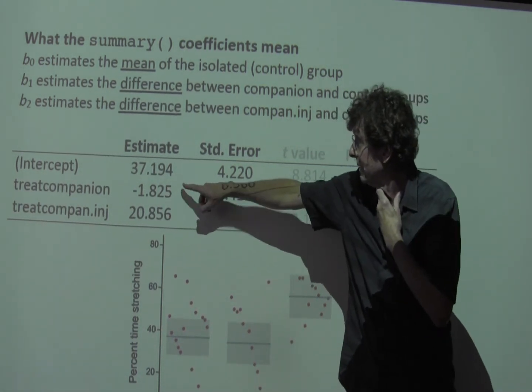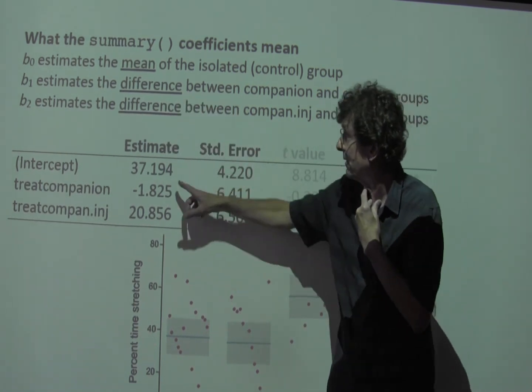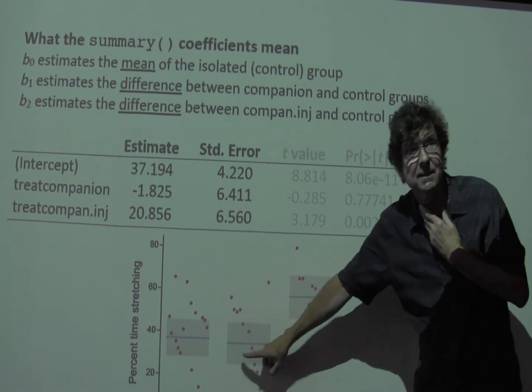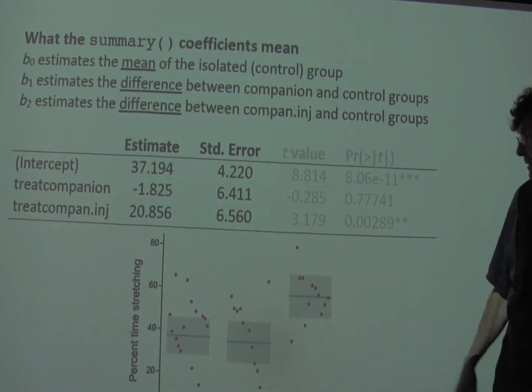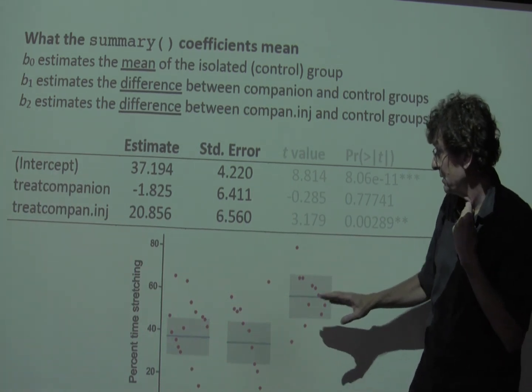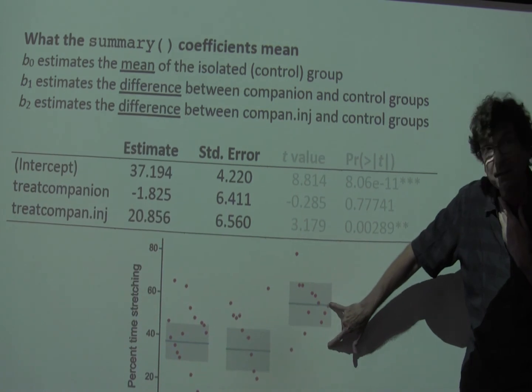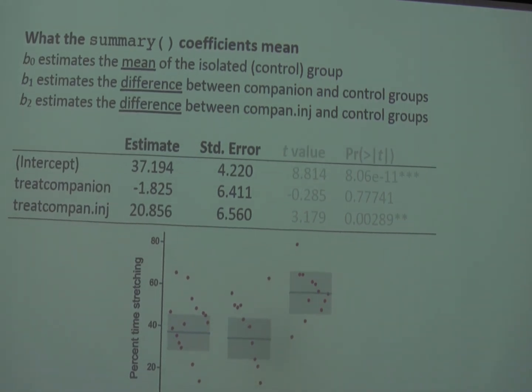Treatment compared to control, this is beta B1, and it estimates the difference between the first group and the second group, so this mean is a little bit lower. And then this, 20.856, estimates the difference between the mean of the third group and the mean of the first group, so that's 20 units higher than that one. So that's the interpretation of these coefficients.